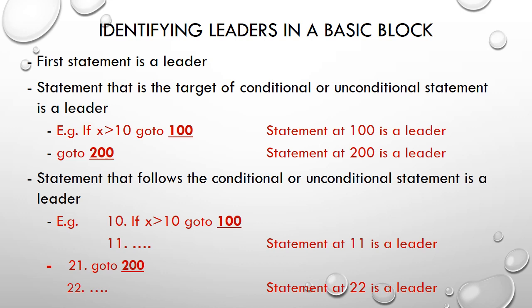So there are three rules for identifying the leaders. The first statement in the program will be a leader. Any target of a conditional or unconditional jump will be a leader. And the third rule: the statement that follows a conditional or unconditional jump statement will be a leader.